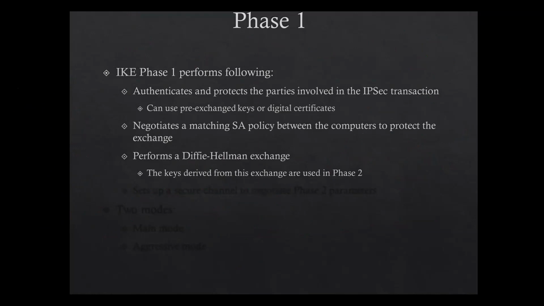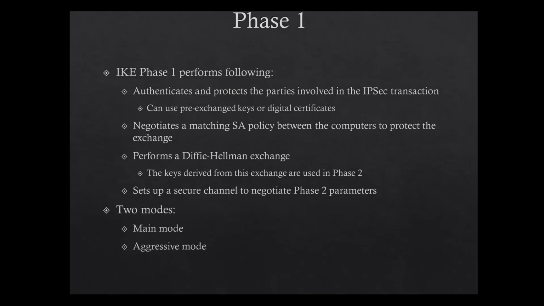Okay, so that's what we are talking about. Performs the Diffie-Hellman exchange. The keys derived from this exchange are used in phase two. Yes. So as I said, phase one is all about raw materials, and phase two is about constructing the tunnel. The keys used in phase one will help you arrive at a symmetric key, and that symmetric key will be used at phase two. Set up a secure channel, negotiate phase two parameters. Yes, so phase one is all that. Two modes: main mode and aggressive mode.